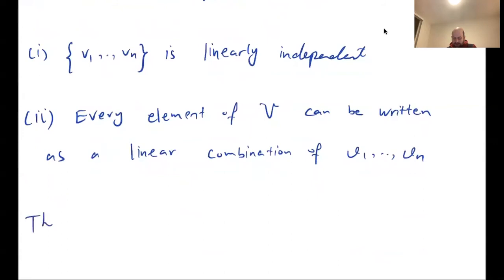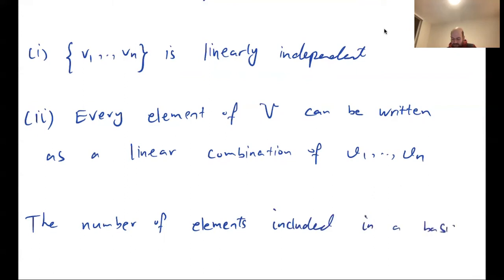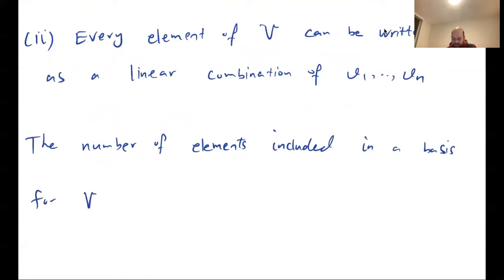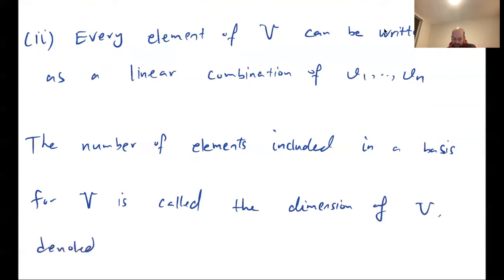The number of elements included in a basis for V is called the dimension of V, denoted by dimension V. So dimension means the number of elements included in a basis for V.